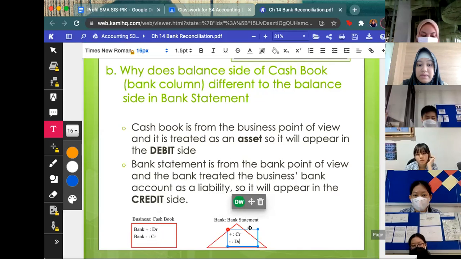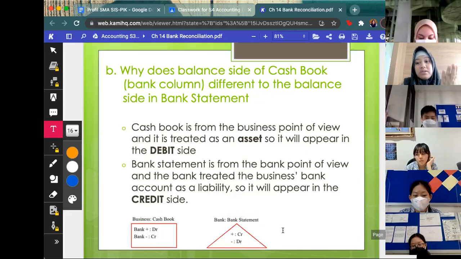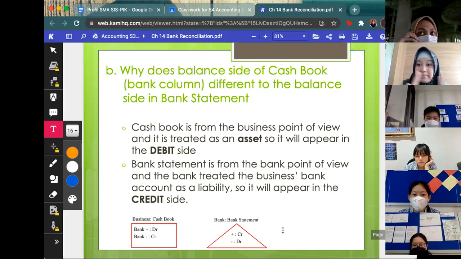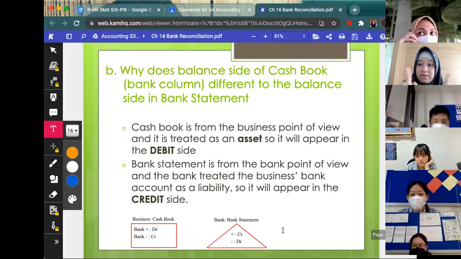This is what happens when you see the bank statement. When you look at your cash book and compare it with the bank statement, it will show like a mirror. When you see a debit, you will see a credit in the bank statement. What is recorded in the debit side of the cash book will be recorded in the credit side of the bank statement. Meanwhile, what is recorded in the credit side of the cash book will be shown in the debit side of the bank statement. So it will be opposite. Clear enough? It will be opposite.